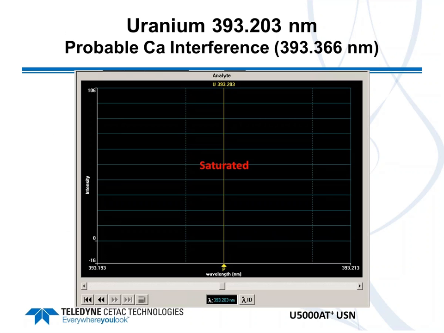So the next wavelength we tried, the 393, well, that didn't work out very well. The signal was saturated, and of course, we then saw that the probable issue is the calcium interference. There is a calcium line, a very strong one, at 393.366, very close to that uranium line, which is swamping out any signal. So then we were down to 2 that were available.